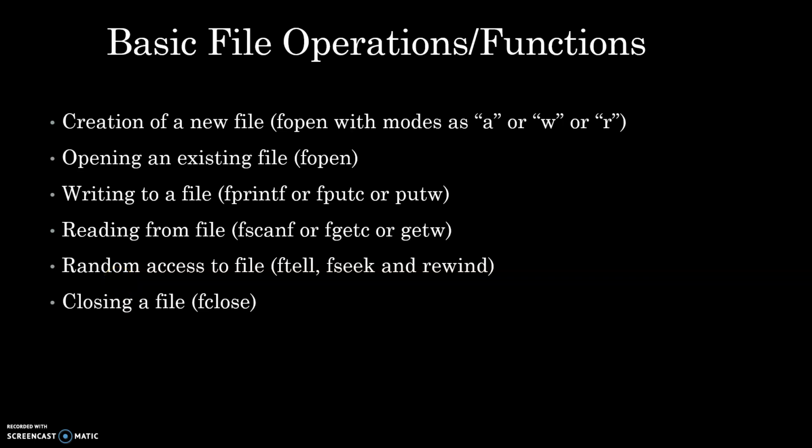In the last three videos, we have covered these many points. We have seen how to create a file, how to open a file using the fopen function, and how to close a file using the fclose function. Then we have gone through various operations on the file, which are writing, reading and random access to the file. So these are the various operations that we have seen in the theoretical way.